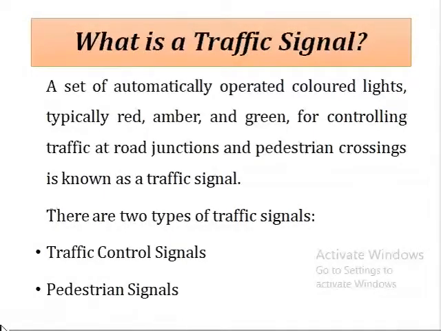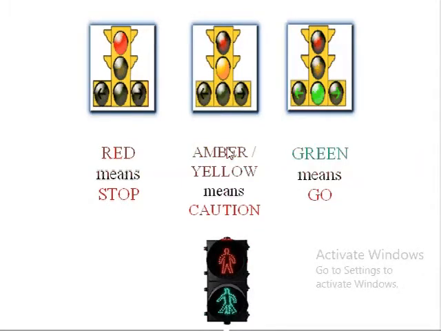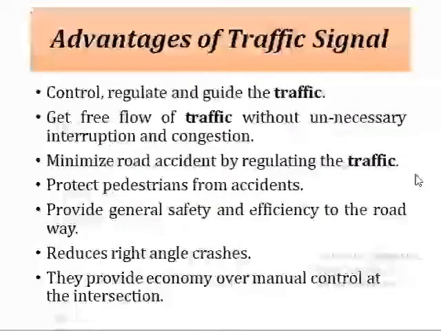There are two types of traffic signals. First are known as traffic control signals and second are known as pedestrian signals. These are traffic control signals, in which red means stop, amber yellow means caution, green means go. These are pedestrian signals, in which red means stop and green means go. You can cross the road when there is a green sign using zebra crossing.